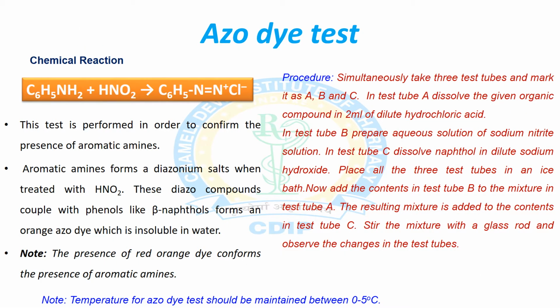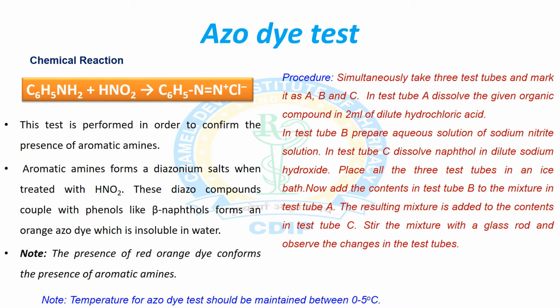The next test is the azo dye test. The azo dye test is performed in order to confirm the presence of aromatic amines. Specifically, aromatic amines form a diazonium salt when treated with nitrous acid. These diazo compounds, when coupled with a phenol like beta-naphthol, form an orange azo dye which is insoluble in water, and the presence of the red-orange dye confirms the presence of an aromatic amine.